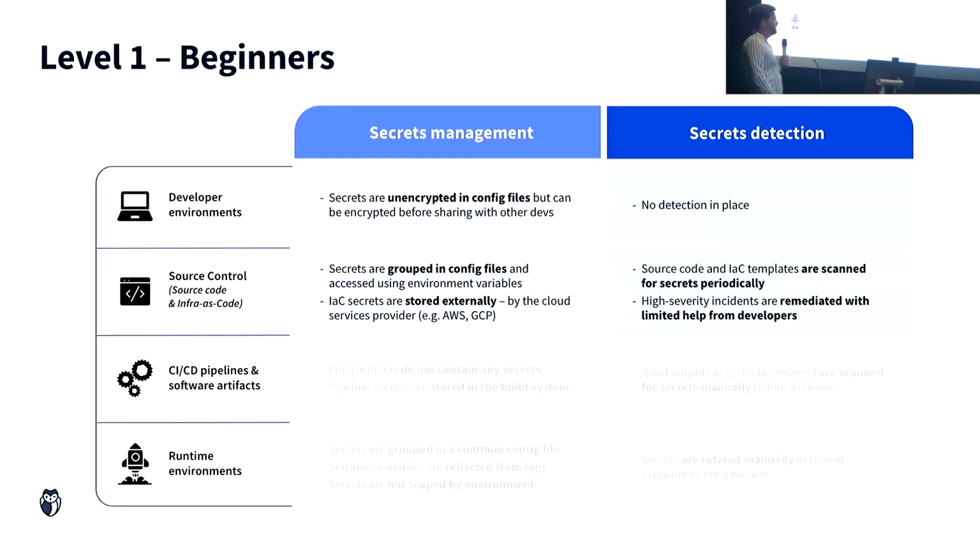So then we want to get to really that level 1 area where we're just starting to think about how can we securely manage these secrets. So here we still have our secrets in the developer environments, and we look at our secrets management. Well, these are still being stored in unencrypted config files. Maybe they're not being purposely checked into our Git repositories, our version control systems, but they're still unencrypted on the developers' machines. That means that we still have no visibility over where these secrets are.